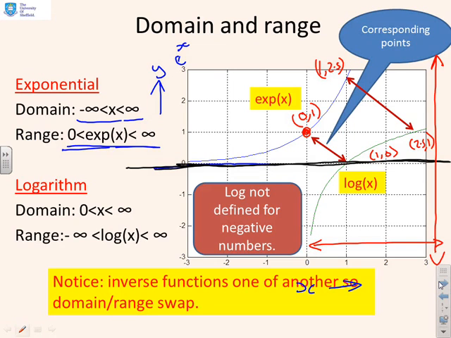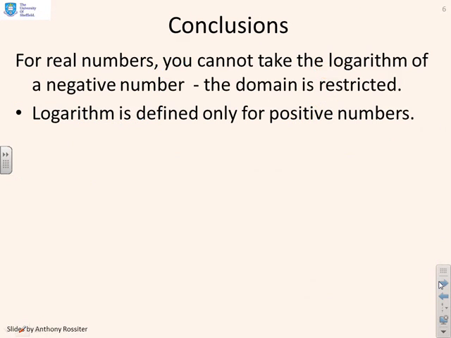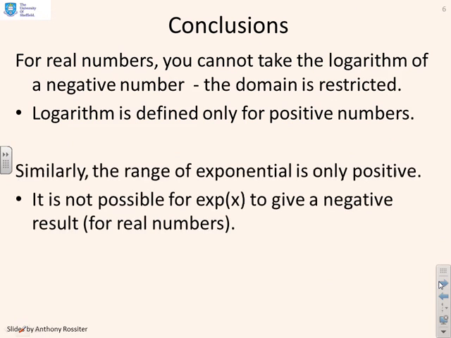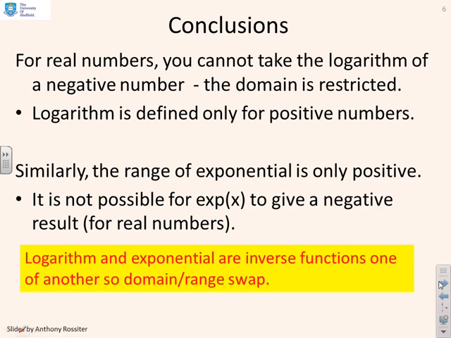So some conclusions. For real numbers, you cannot take the logarithm of a negative number. The domain is restricted, so logarithm is defined only for positive numbers. Similarly, the range of the exponential is only positive. It's not possible for e to the x to give a negative result if you've got real numbers. And just to summarize again, logarithm and exponential are inverse functions one of another, so the domain and the range swap.